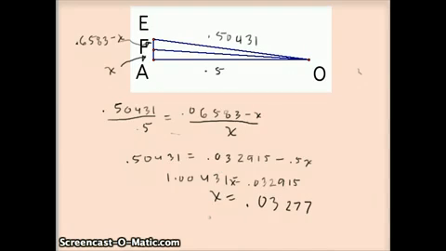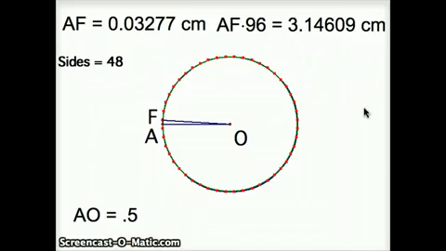Remember, that's 1/2 of the side of a 48gon. So I'm going to multiply that number by 96 and get our approximation of 3.14609. Now, as you can see, I have the first three digits of pi here. Well, he's going to go one more time, and I'm going to take you through the calculations on this. So he's calculated AF to be 0.03277, which means the perimeter of this 48gon is 3.14609, but he's not going to stop there.